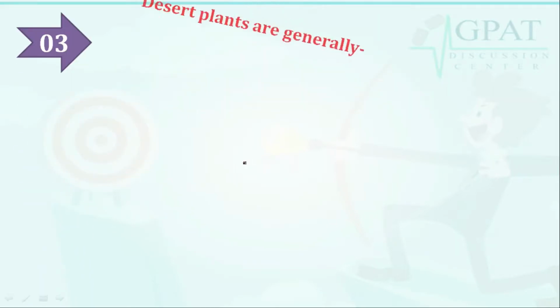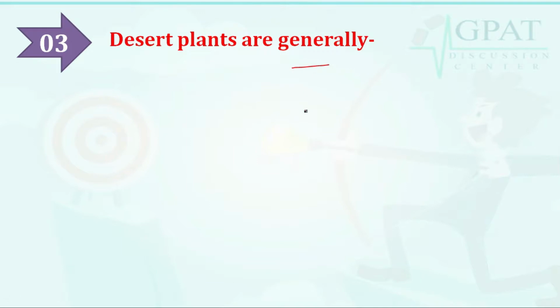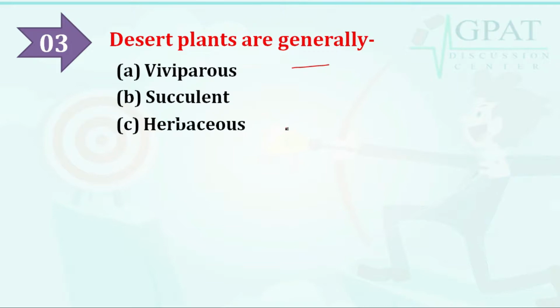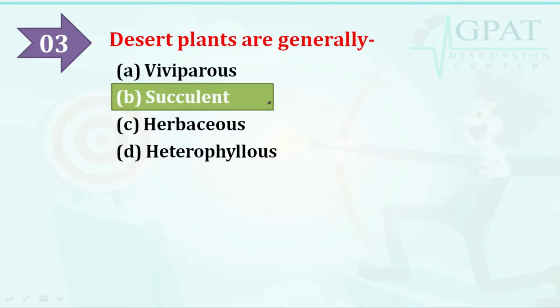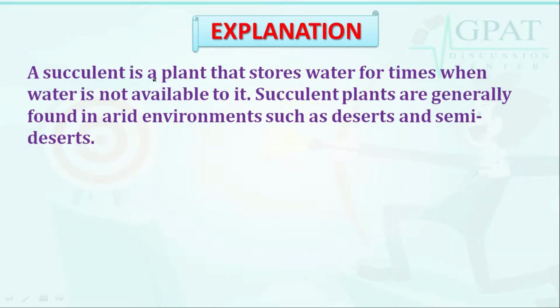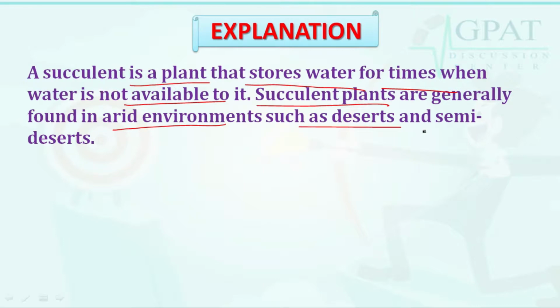Now the next question is: desert plants are generally, option A, viviparous; option B, succulent; option C, herbaceous; option D, heterophyllous. What is the correct answer, students? It is succulent. Desert plants are succulents. What is a succulent actually? It is a plant that stores water for times when water is not available to it. Succulent plants are generally found in arid environments such as deserts or semi-deserts. So students, this is all about this question.